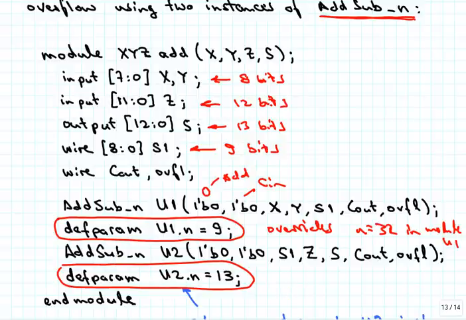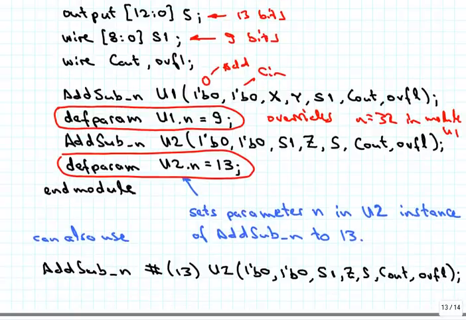There is an alternative way how this can be done. We could also have written add sub n and then the pound sign that stands here for parameter, and then just write 13. What that does is it picks the first parameter that it encounters in the add sub n module and sets that equal to 13. Since we have had only one, that's just going to be that n parameter. And then we write the rest of it the same. We have the instantiation name u2 and the inputs and the outputs of that particular instantiation of the add sub n module.